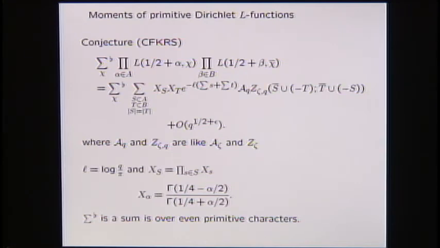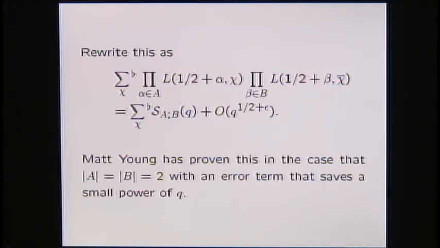In the case of primitive Dirichlet L functions, so this is a unitary family, the conjecture of the five of us for moments in this case looks almost exactly the same as for the Riemann zeta function. But there's a slightly different arithmetic factor. And it's easier to split the thing up into even and odd characters. For the 4th moment, Matt Young has done this, at least for prime modulus, and gets all the lower order terms exactly as predicted by our conjecture and with the savings of a power of q.